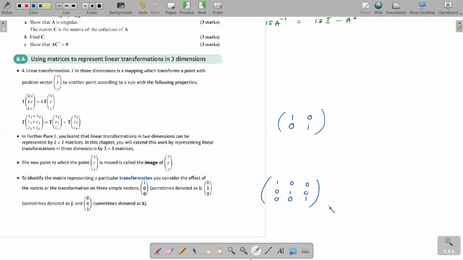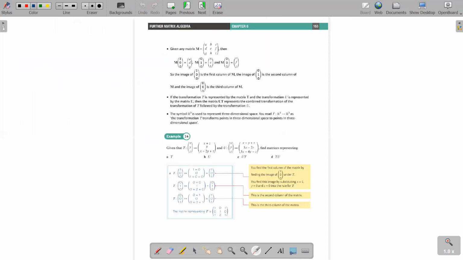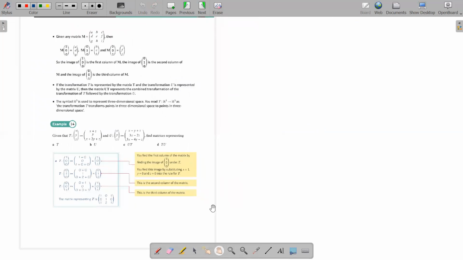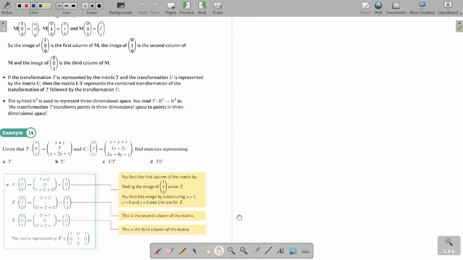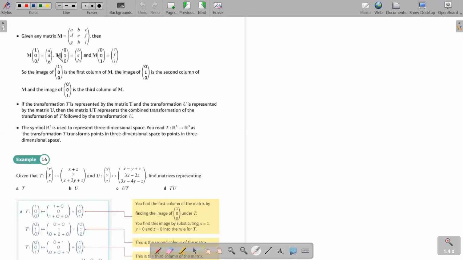Let me show you an example here. The best thing is we will go with the example. Now, if you check this one, let's read through this first of all. Given any matrix M, look at this. Can you see if the matrix M is a 3 by 3 matrix? How many elements are there? There are 9 elements here, right?